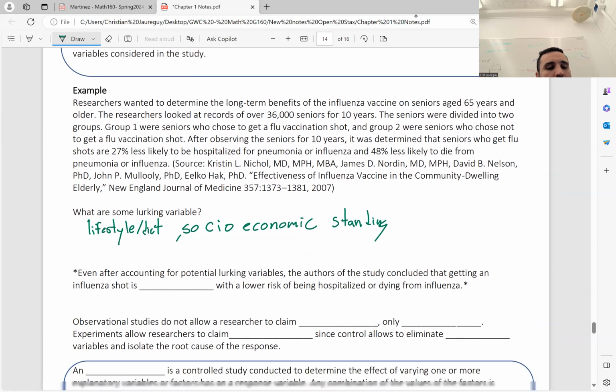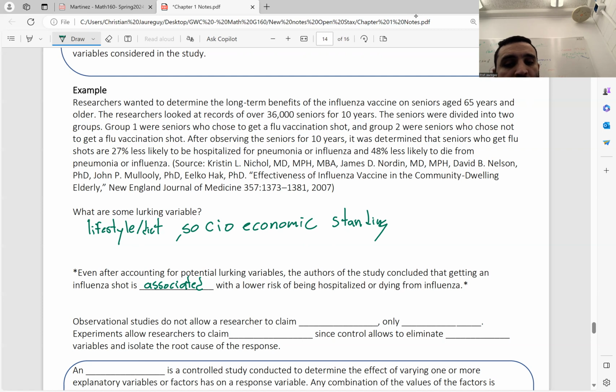Turns out, a little asterisk here, even after accounting for potential lurking variables, the authors of the study concluded that getting an influenza shot is associated, so they are connected, they are related, with a lower risk of being hospitalized or dying from influenza. So that's confounding. This is a big test one topic. It's something I enjoy talking about a lot, and we will talk about it.